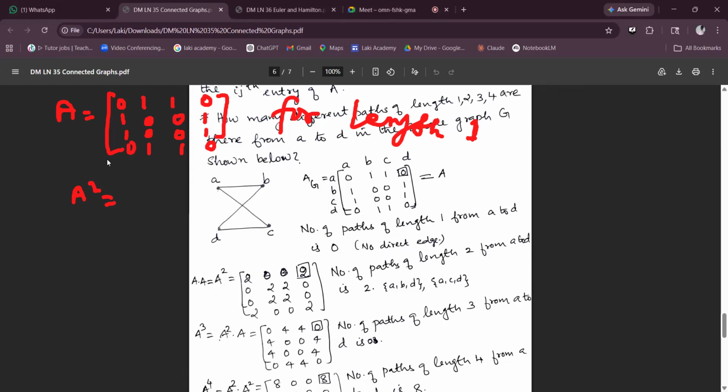There are four edges. Yes, here in the question it was asked how many different paths of length 1, 2, and 3. So you have to find it for A4.